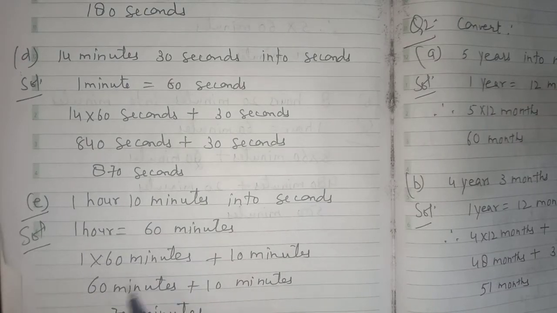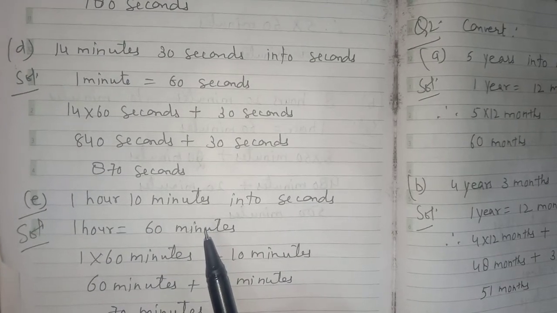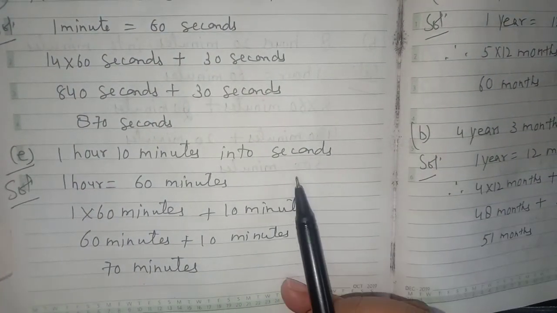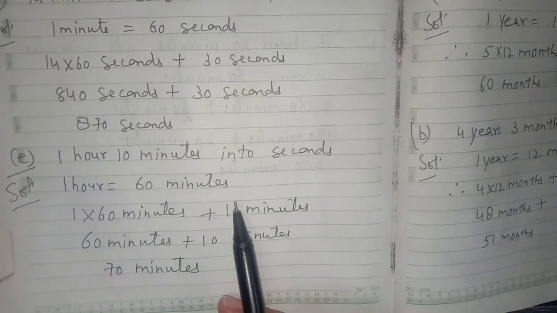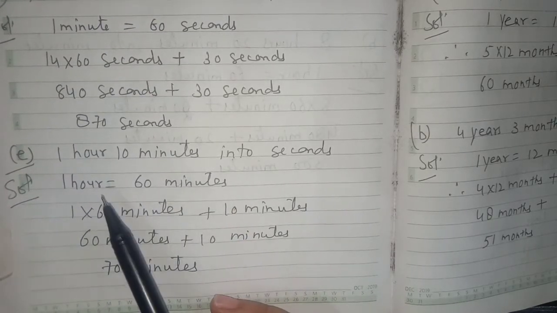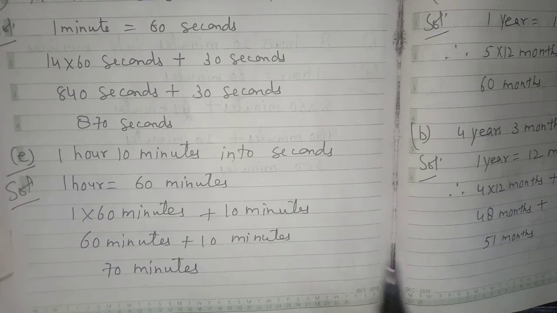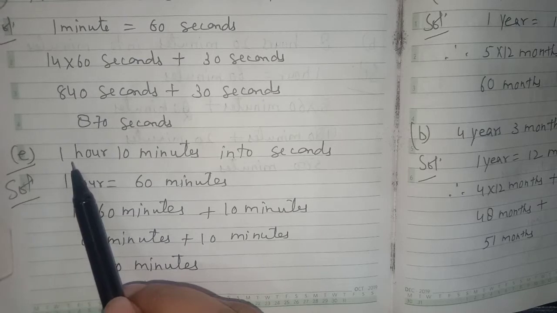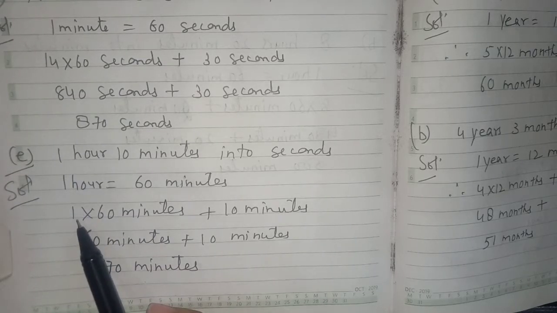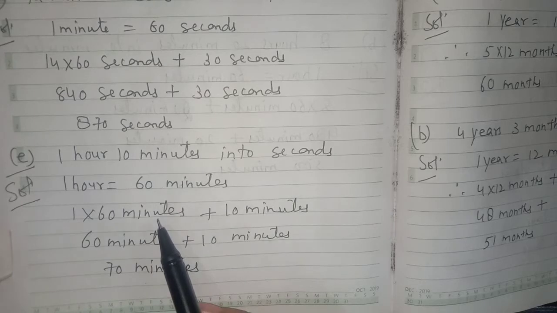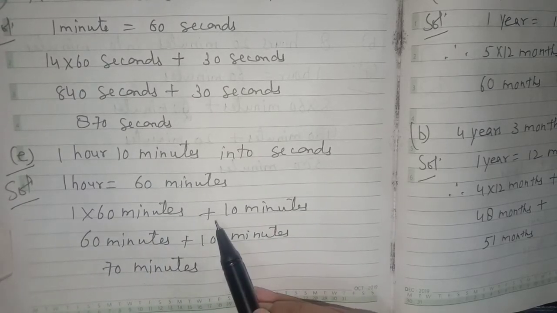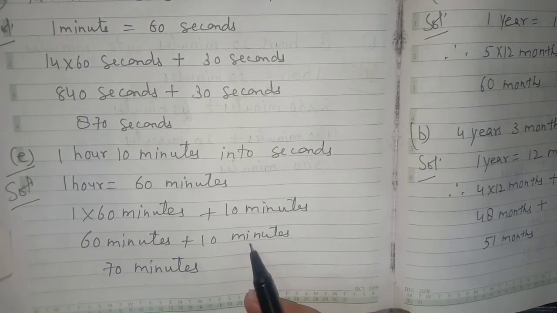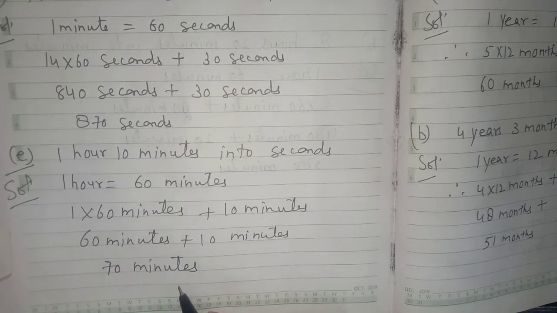Now part E. 1 hour 10 minutes into seconds. Here we have to convert 1 hour and 10 minutes into seconds. We know that 1 hour is equal to 60 minutes, because first of all we will convert hour into minutes, then minutes into seconds. So we will just convert this 1 hour into minutes. So we have to multiply this 1 hour by 60 so that we can write the unit minutes with it. And we have to add 10 minutes to it. So 1 into 60 will be 60 minutes plus 10 minutes. So we have got here 70 minutes.